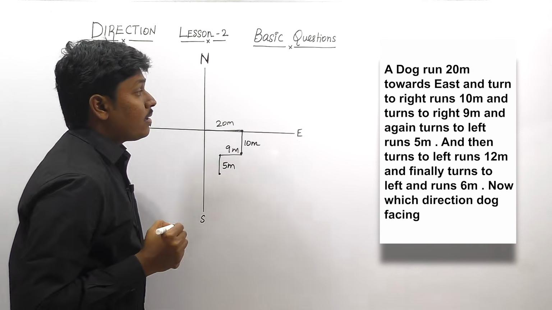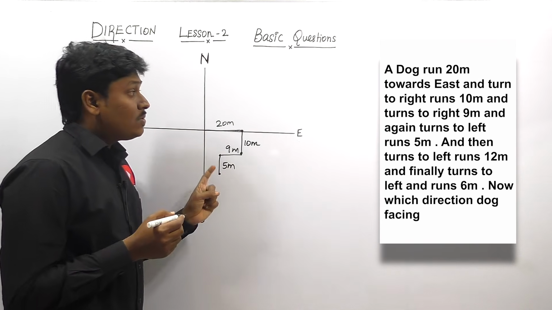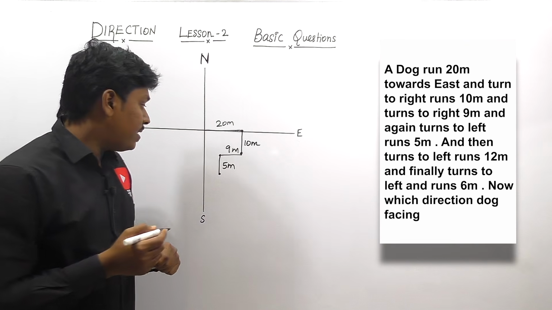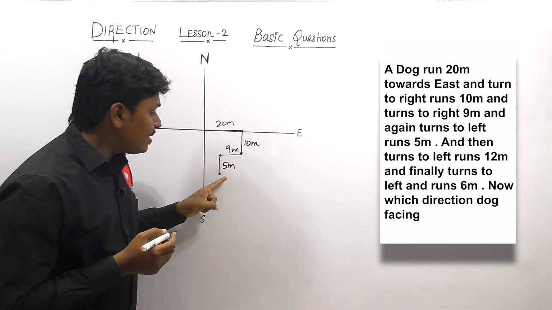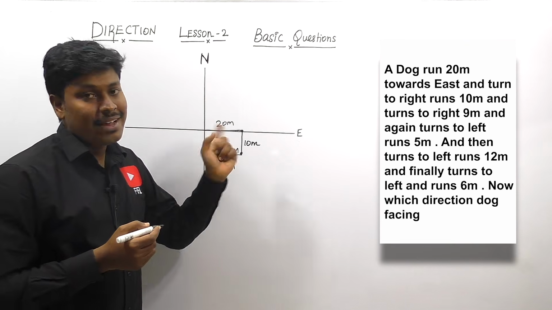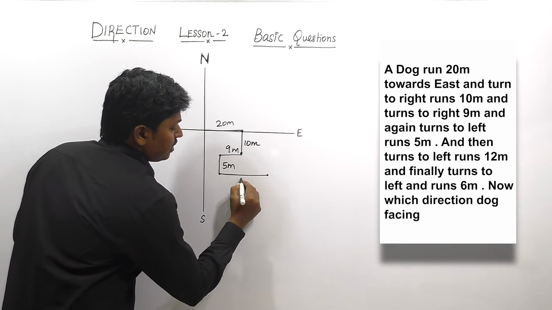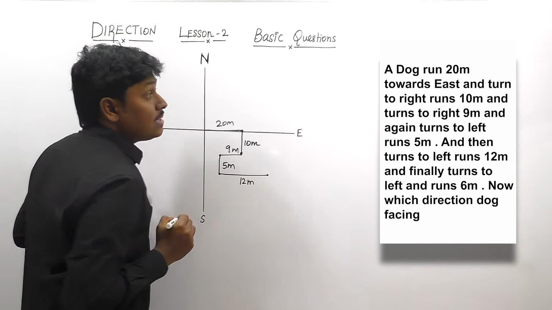Interesting question. And then turns to his left, runs 12 meters. So friends, again turning left and covering 12 meters. So we know that left hand side will be this side and the dog runs 12 meters after turning left. So we can say that this is 9 meters. So 12 meters will be this. So finally the dog is at this point.